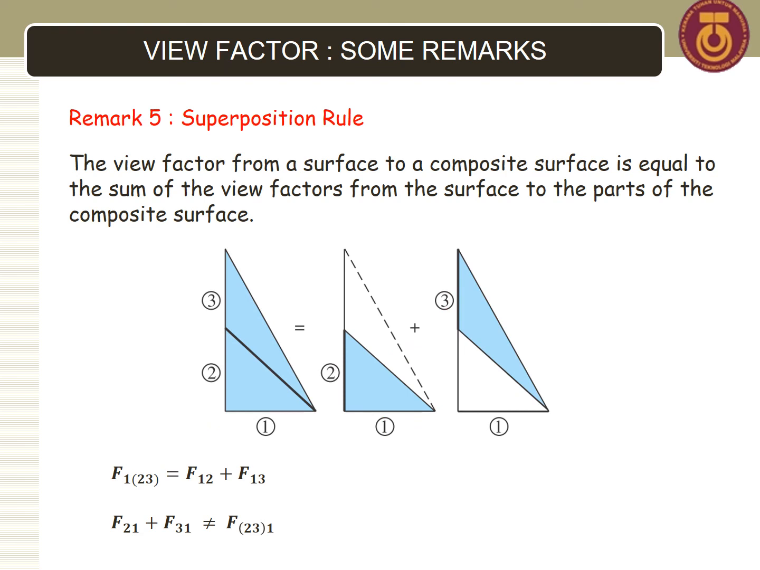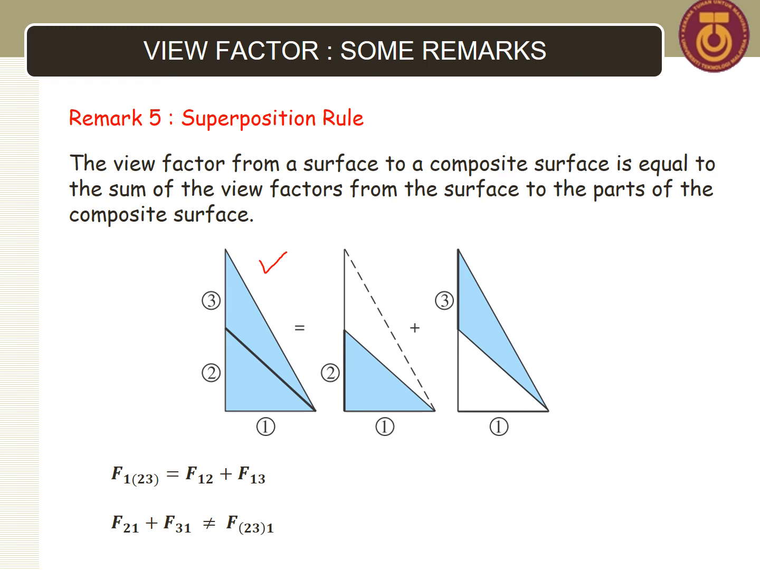And remark number 5 is called the superposition rule. The superposition rule states that the view factor from a surface to a composite surface is equal to the sum of the view factors from the surface to the parts of the composite surface. So what does it mean? Let's see the first part of this diagram. We see surface 1, surface 2 and surface 3, and in this case surface 2 and surface 3 actually belong to one surface. It's just that we break it into 2 and 3.